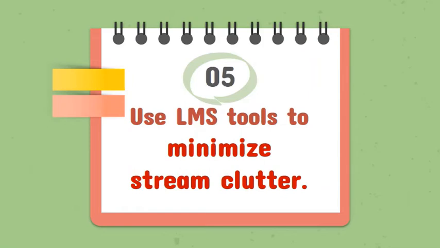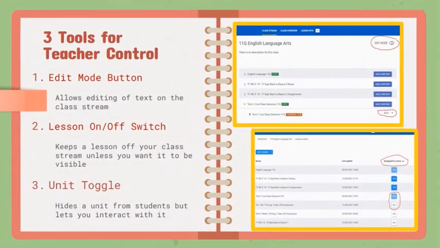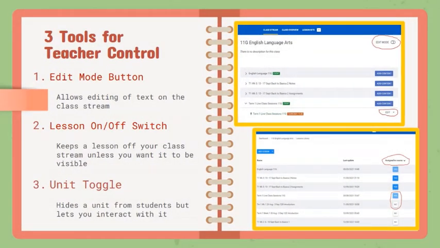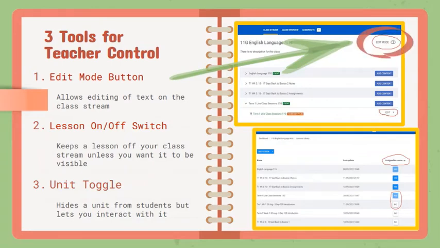And there are three main tools that I want you to think about. Number one is your edit mode button. This is at the top of your class stream right next to the name, and every time you click it on, it allows you to edit the text on the class stream. It also allows you to move lessons and units up and down the class stream.